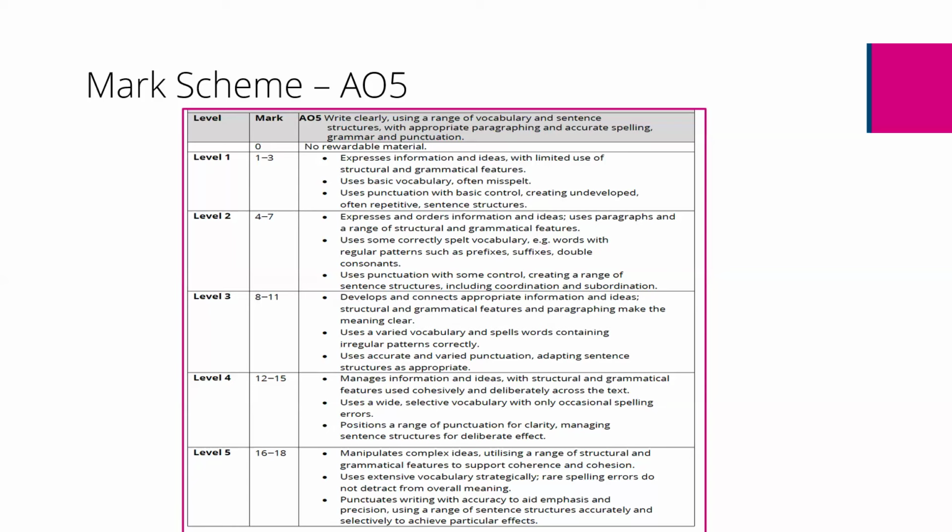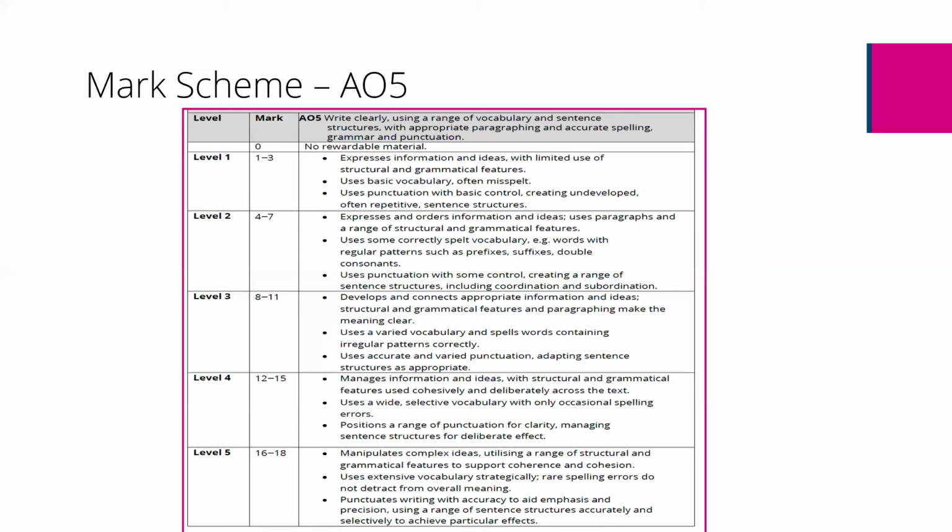So in level 1, expresses information, limited use of the grammatical features. Level 2, expresses and orders, paragraphs used there. Level 3, develops and connects information, grammatical features and paragraphing make the meaning clear. Level 4, managing information and ideas, wide selective vocabulary and punctuation for clarity, managing sentences for deliberate effect. And level 5, extensive vocabulary used strategically.